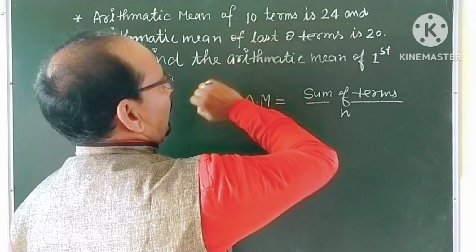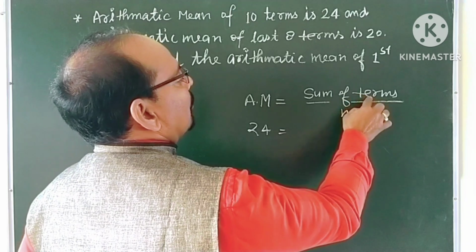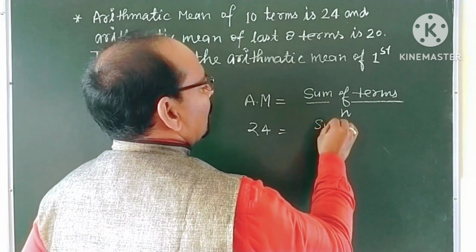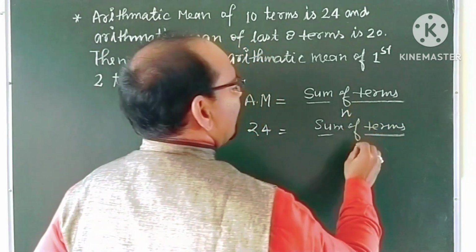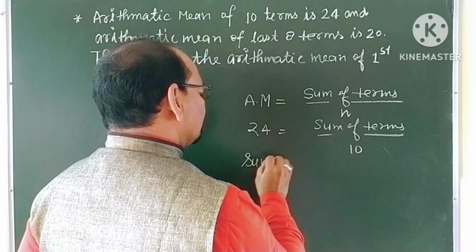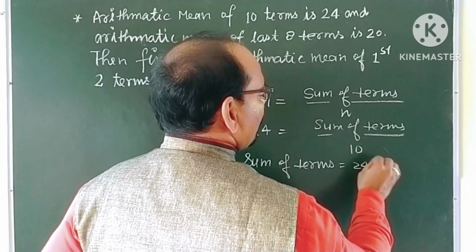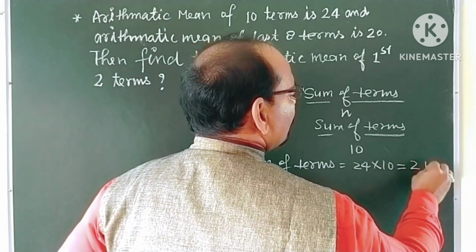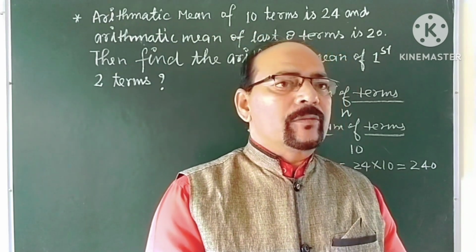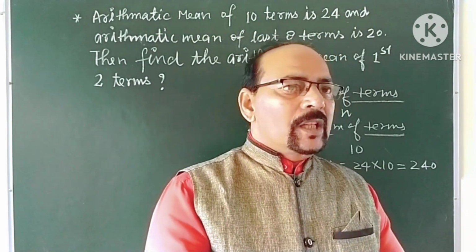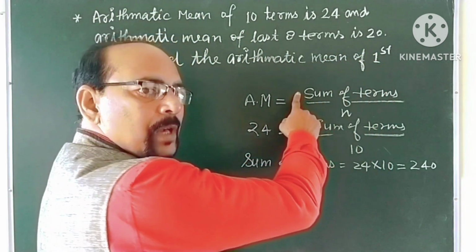In the first line 24 is the arithmetic mean, and we want to find the sum of terms. First we take n, which is given as 10. Therefore the sum of terms is equal to 24 into 10, which is 240. 240 is the sum of all the 10 terms. And the sum of 8 terms will be 8 into 20 from this formula.